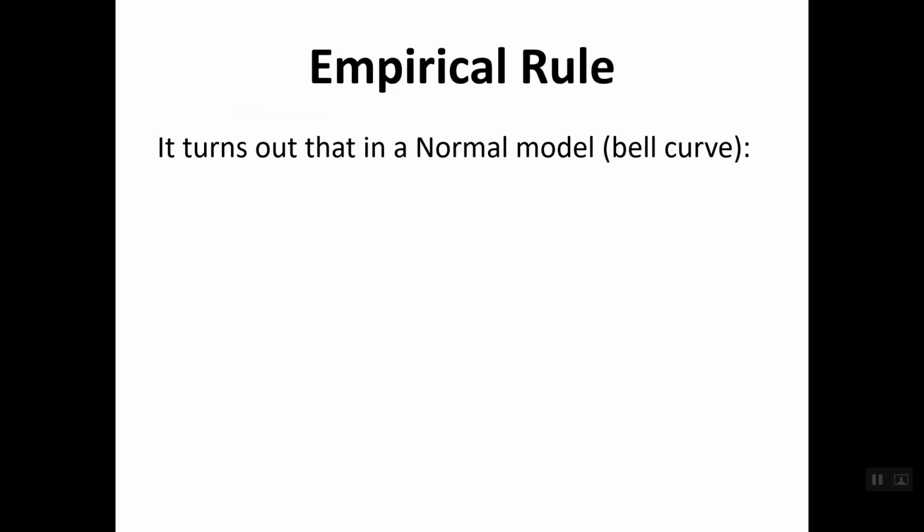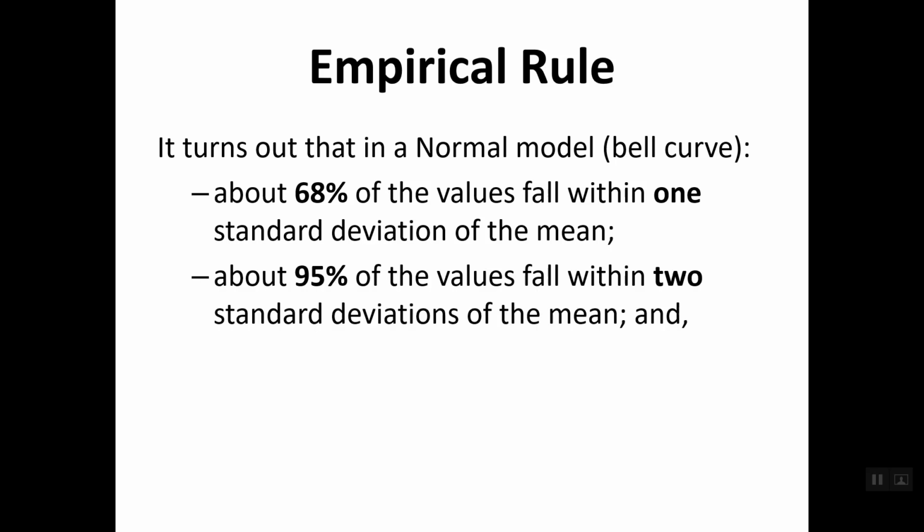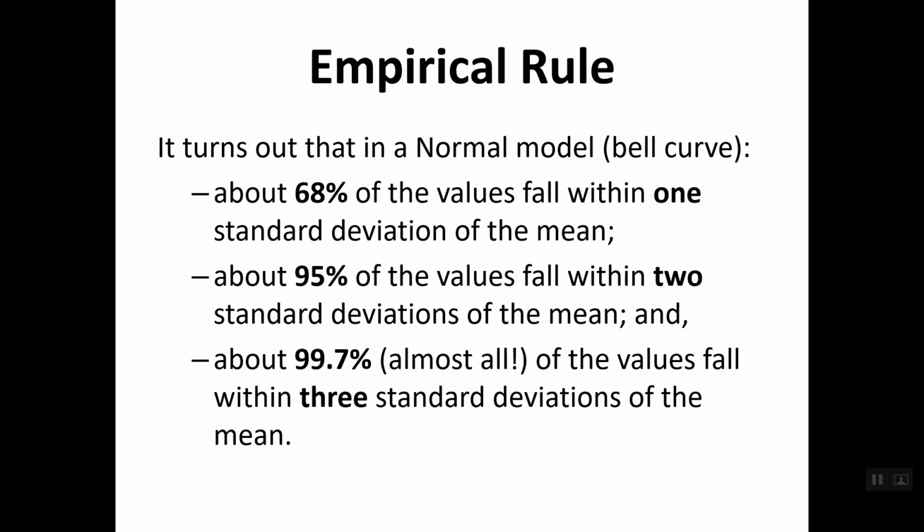Hi there. I'd like to take a few minutes and talk about the empirical rule. It turns out that if you have a normal model or data that's essentially in the shape of a bell curve, about 68% of those values will fall within one standard deviation of the mean. 95% of the values will fall within two standard deviations of the mean, and finally, 99.7%, practically all, of the values will fall within three standard deviations of the mean.